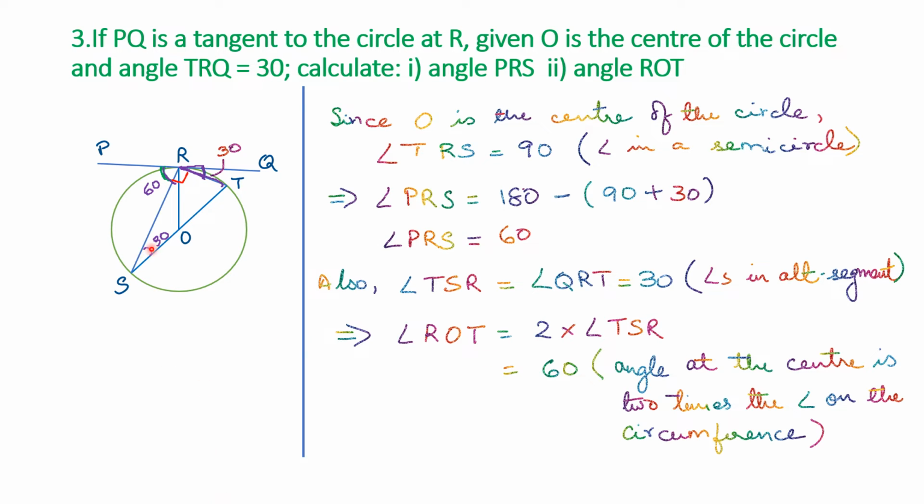Since this angle is 30 degrees, the angle at the center with the same endpoints, you observe RST has the endpoints R and T, and ROT also has the endpoints R and T, implies this angle is 2 times 30, that is equal to 60 degrees. So we have found out angle ROT and angle PRS.